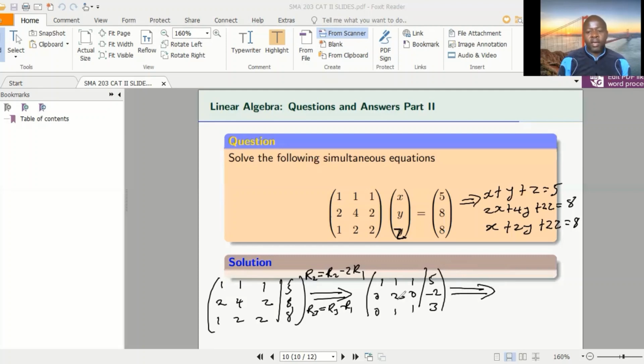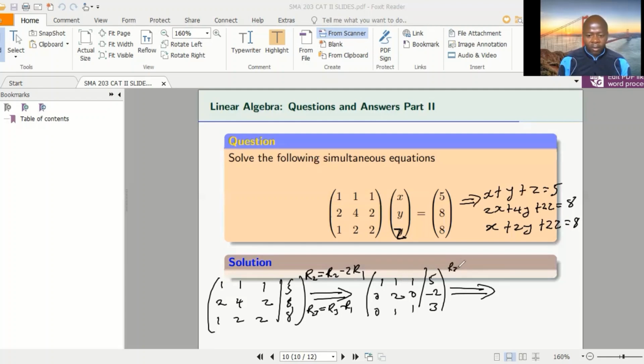Of course, from here, I already know that y is negative 1, because x plus 2y plus 0z is negative 2, so y is negative 1. If y is negative 1, I can come to the last equation: y plus z is equal to 3, but y is negative 1, so I can also get z, and then come back here and find the value of x. But I don't want to do that. Let me just create a 1 here.